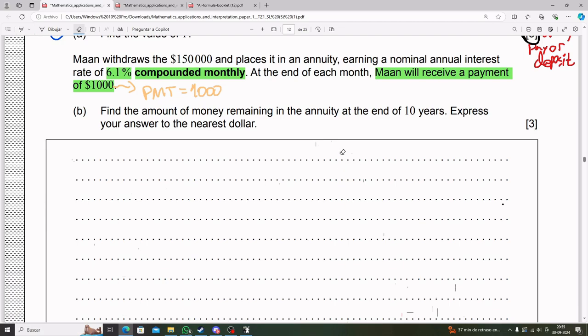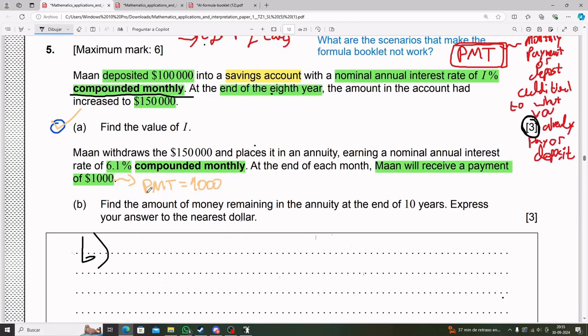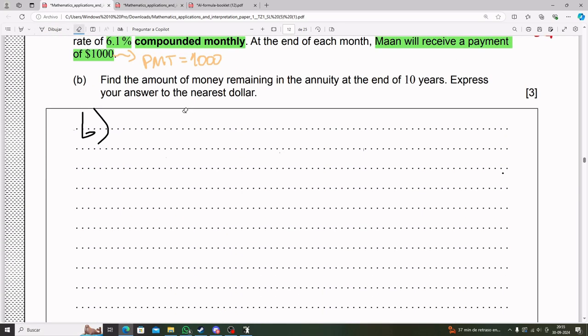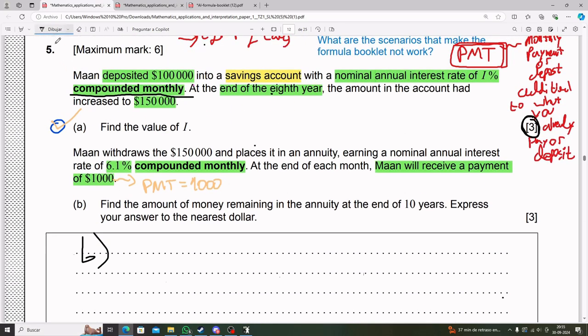Basically, for part B, it's very important that you either always go for the perspective of the person or the perspective of the bank. Dale? And in this context, for me at least, it makes a little bit more sense to take the perspective of the man, of my man, ¿cierto? So he withdraws the $150,000, so for a moment he earns it back into his pocket, but then immediately places it in an annuity. So PV has to be negative.